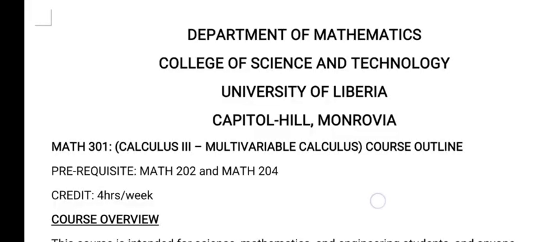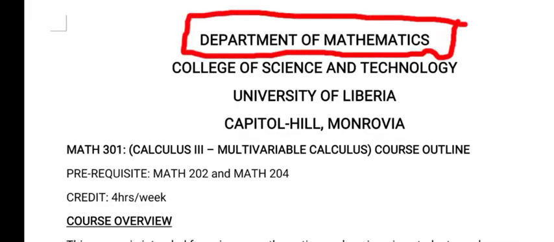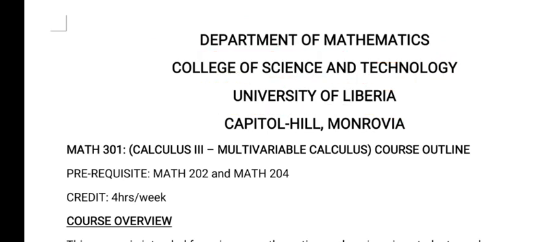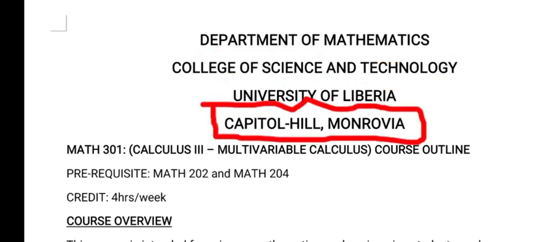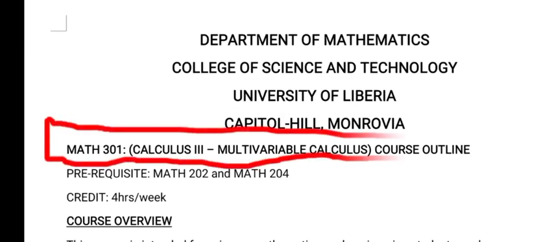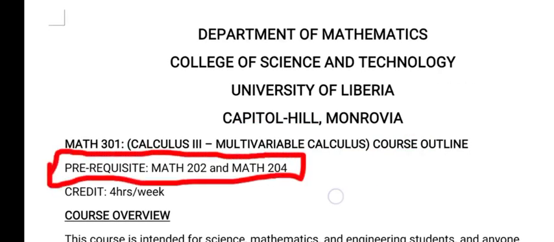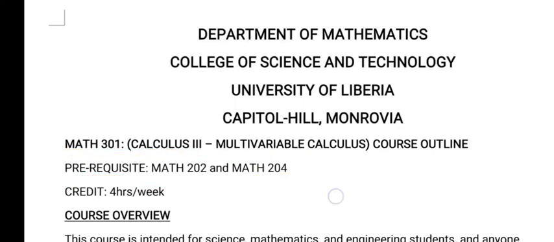Let's quickly begin. Department of Mathematics, College of Science and Technology, University of Liberia, Capitol Hill Campus, Monrovia. Math 301, Calculus 3, Multivariable Calculus, Course Outline. The prerequisites for this course are Math 202, which is Calculus 2, and Math 204, which is Linear Algebra. This is a 4-credit hour course.